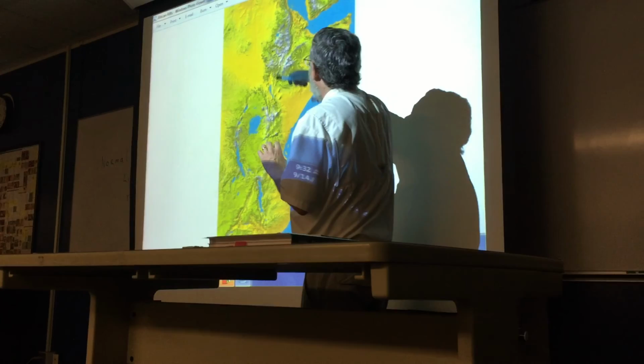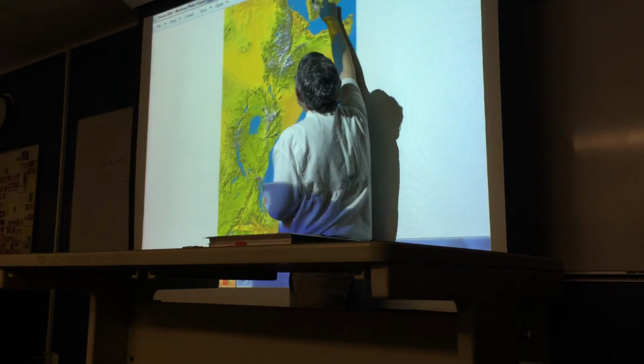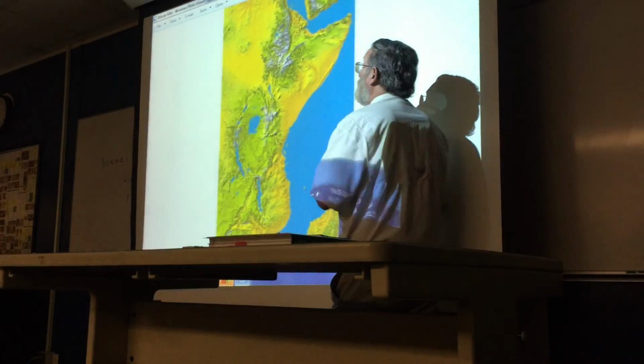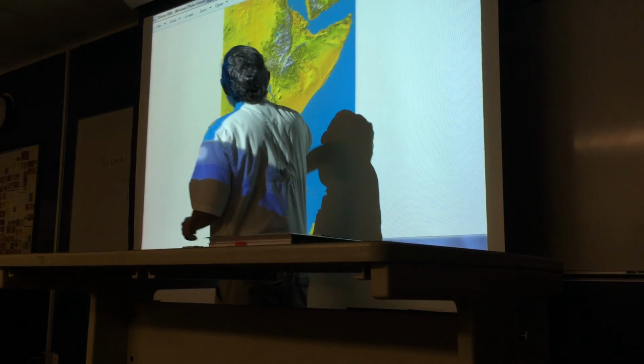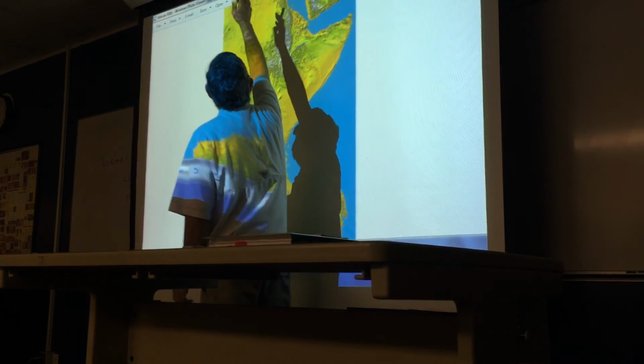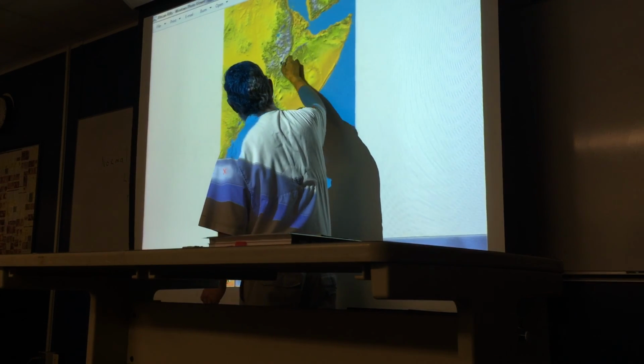This would be Somalia. This would be Djibouti and Eritrea here. This would be the Arabian Peninsula in here. So Yemen would be up in here. Saudi Arabia would be further up in there. Egypt is over in here. And so we come down. This is the East African Rift.